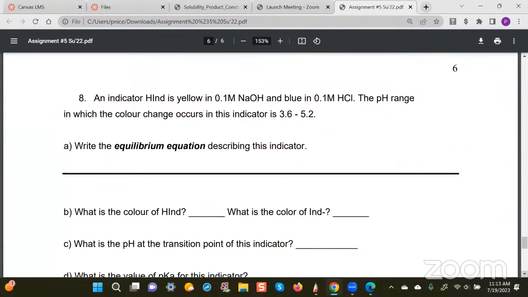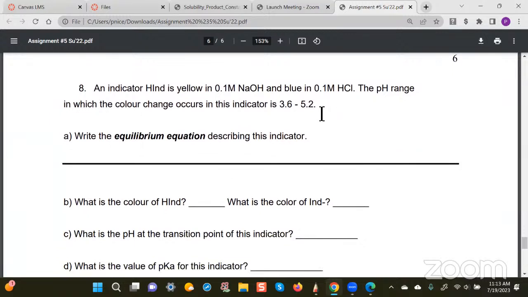Okay, now this one has to do with indicators. And especially those of you who are enrolled in my lab, you would, of course, have had the experience of indicators being used in the experiment that we conducted on Monday, when we were talking about equilibrium and Le Chatelier's principle and so on. Anyway, so this question says an indicator, HIND, is yellow in 0.1 M sodium hydroxide and blue in 0.1 M HCl. All right. So the first question is, write the equilibrium equation describing this indicator.